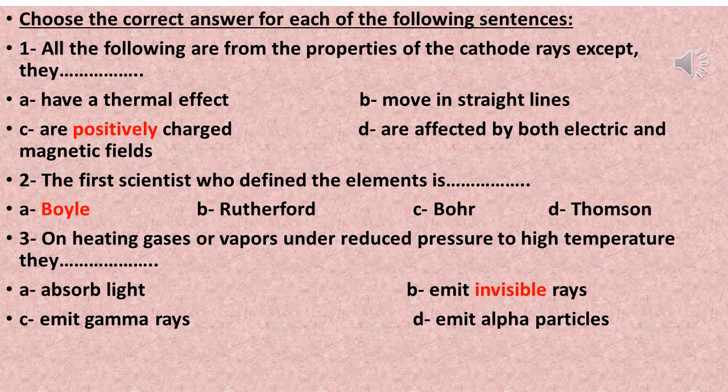As we know from Thomson's experiment, when we exposed the gases to high electric potential, and used a vacuum pump, we can emit invisible rays that are called cathode rays or electrons.